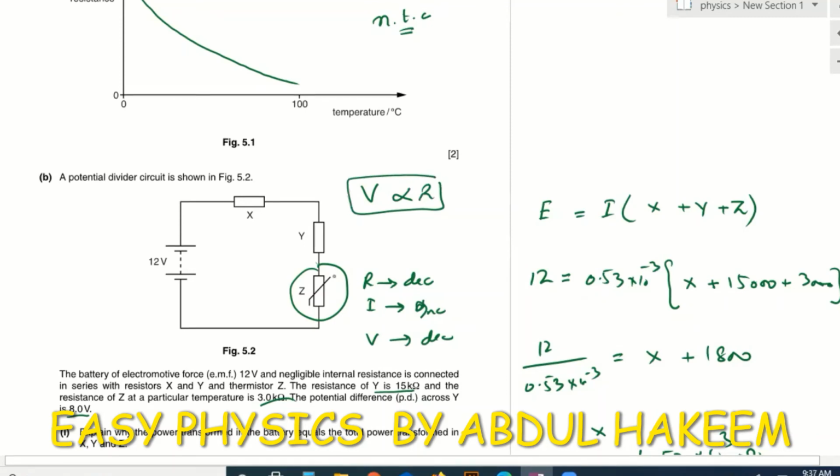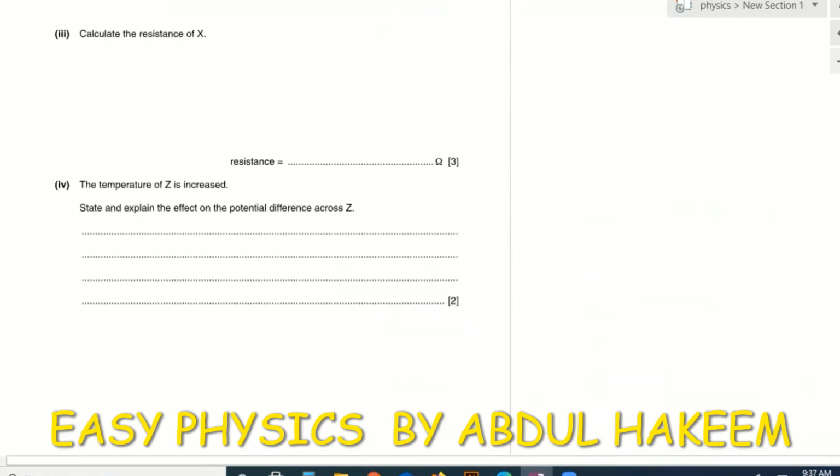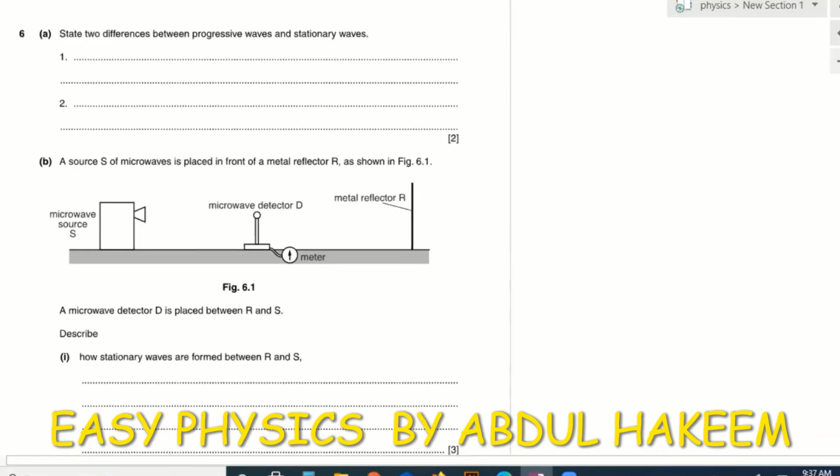So when temperature increases, resistance decreases, hence potential decreases. So we have to write over here. Now the next question is, state two differences between the progressive wave and the stationary wave.